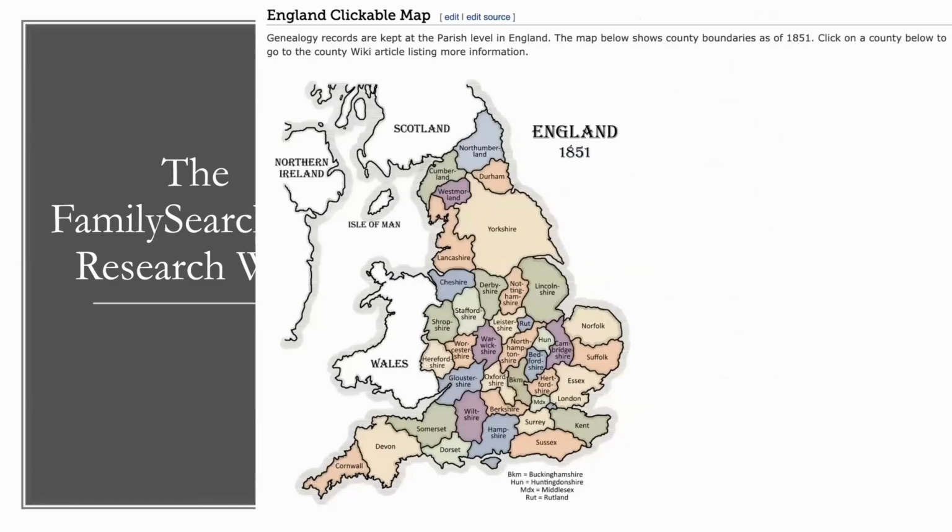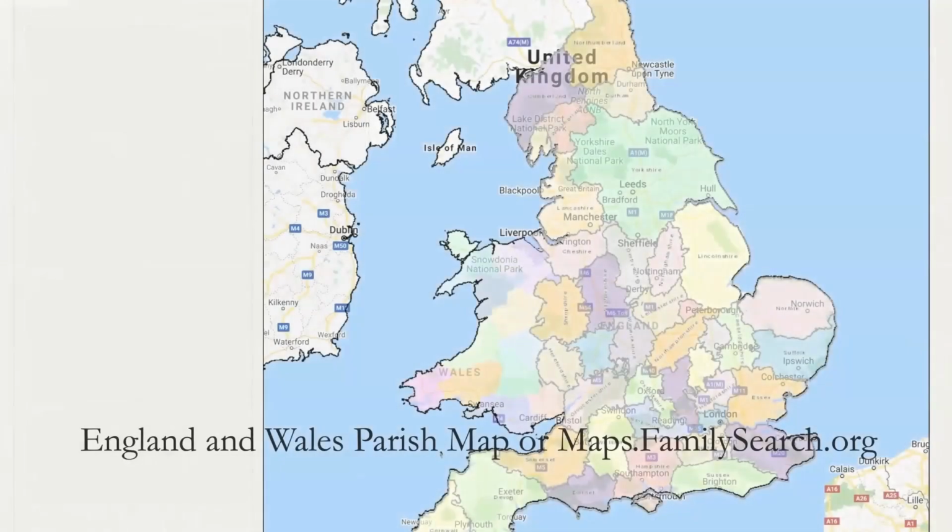Now, one of the sources that is exceptionally helpful and spends its time moving around on the Family Search website, and presently, the last time I checked, was not on the website itself, is the England 1851 map. And there's a couple of ways you can get to that. You can look up England and Wales parish map, and then with Family Search, say Family Search England and Wales parish map, and that'll get you to it. Or you can look at maps.familysearch.org, and it will take you to this map.